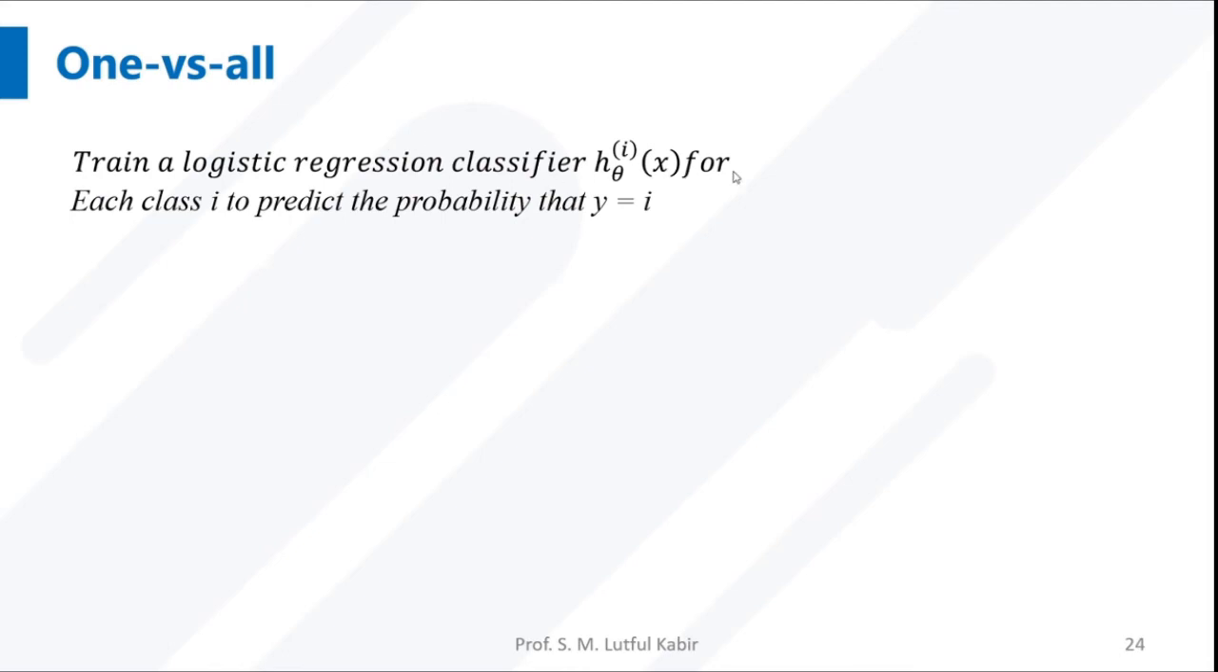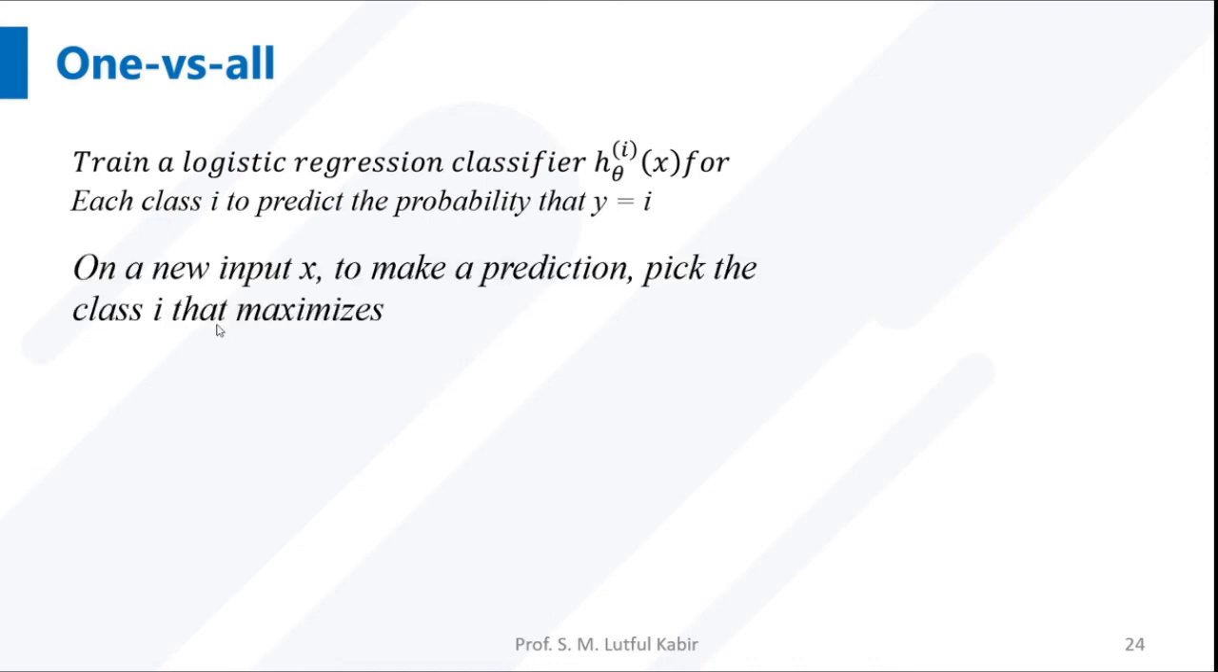Train a logistic regression classifier h theta i of x for each class i to predict the probability that y equal to i. y could be 1, y could be 2, y could be 3, etc. So on a new input x, to make the prediction, pick the class i that maximizes it.